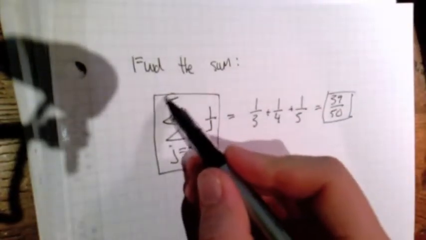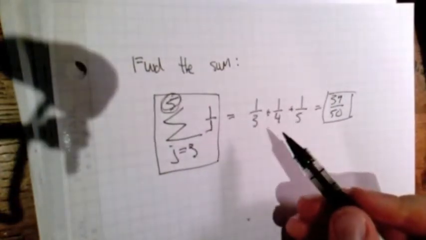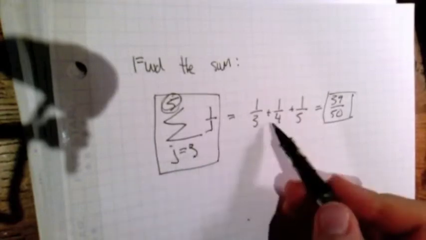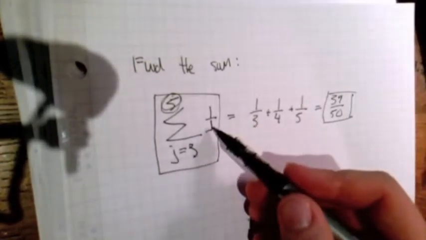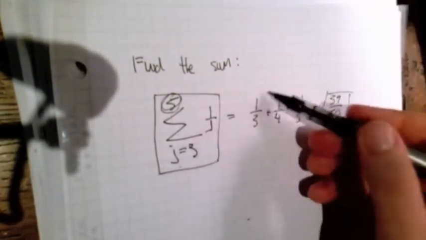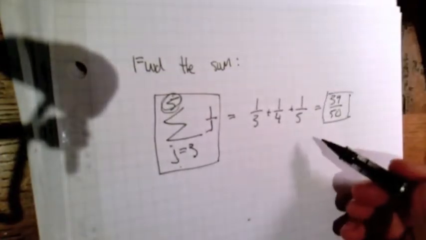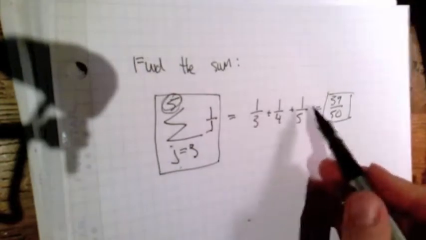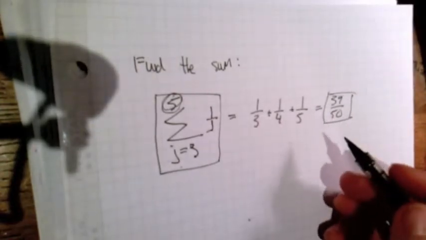This is the number of terms that we're allowed to find. And it's 5, but we're starting at term 3, and we're going to find the sum. And the rule is 1 over j. So 1 over 3 plus 1 over 4 plus 1 over 5. We find the least common denominator for 3, 4, and 5 and add them, and we get 47 over 60.